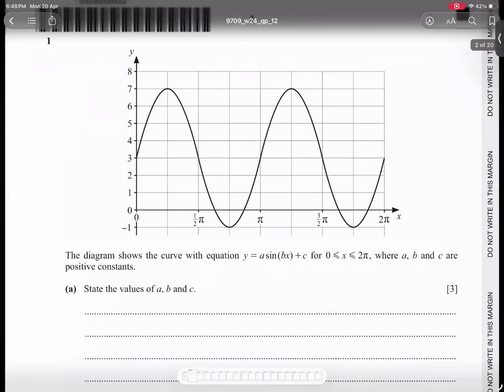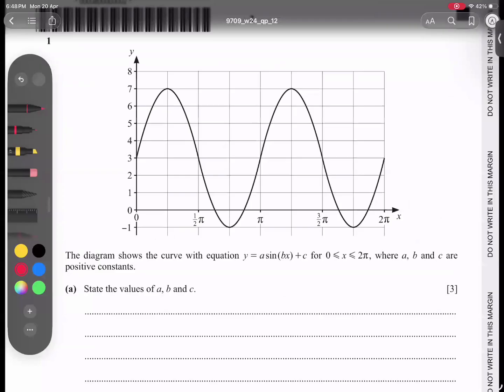Question number 1. He is asking here, the diagram shows a curve, the equation of a sine curve is given, and we have to answer for A, B, and C.